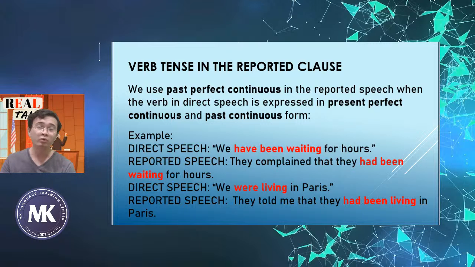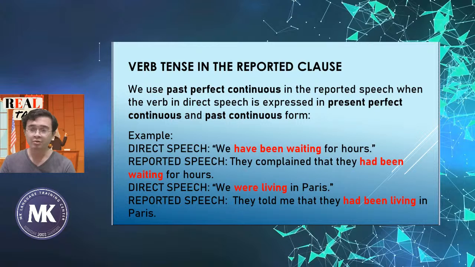Oh, we have the word living here. We were living in Paris. So for living, it is in past continuous. So it's happening, maybe it was happening in the past. And if you want to change that into reported speech, we can say they told me that they had been living in Paris. So yeah, it's quite easy, right?